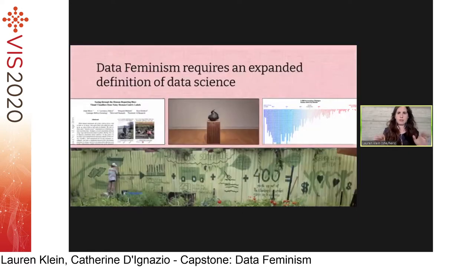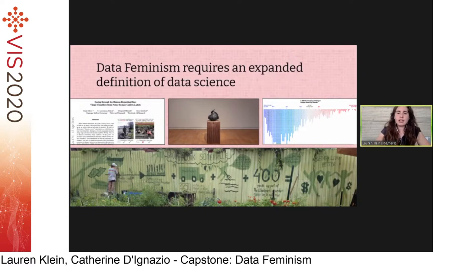So just to sum up, this is the final point that I want to make before we move into the Q&A section, and it may already be obvious from these examples. It's that data feminism insists on an expanded definition of data visualization and data science. So our idea of data science or data visualization is not defined by the size of the data set or the technical credentials of the people undertaking the work.